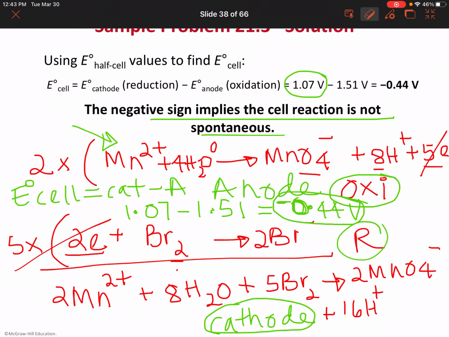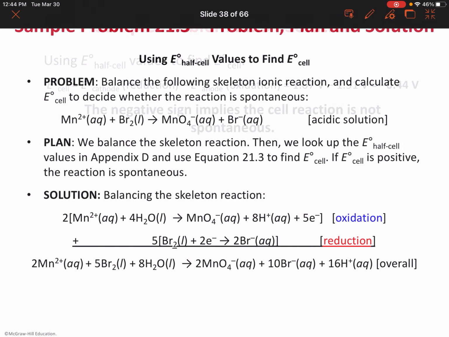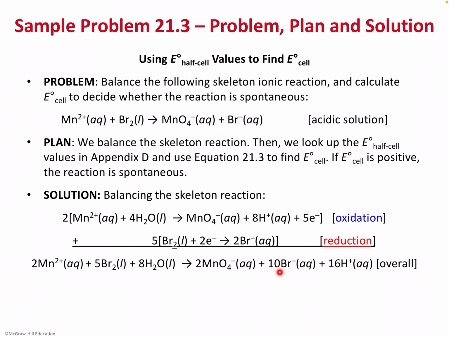Over here, 5 times, I got this one correct. Oh, I forgot to put the bromide, in fact. Yeah, that's what it is. 5 times 2 plus 10 Br. I forgot to write that one. 5 times 2, 10 Br. Okay? All right. So this is our overall reaction.